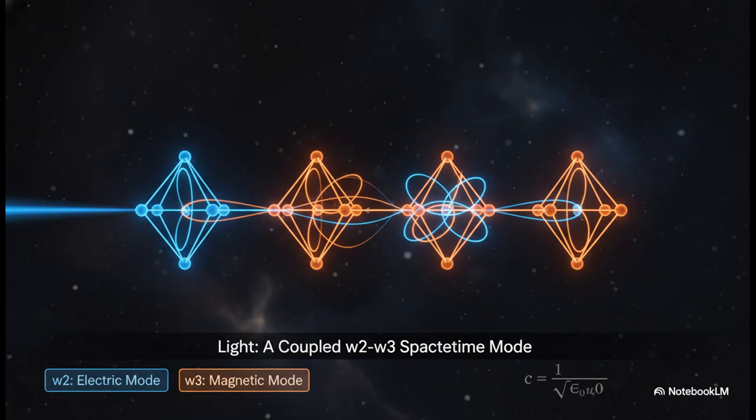The part of this internal spacetime engine that's responsible for light is what they call the Maxwell sector. That's the subsystem where the electric mode, W2, and the torsional or magnetic mode, W3, are coupled together. So get this, electromagnetism isn't something that's just happening in spacetime. It's a joint response of spacetime itself, of its own electric and magnetic channels.